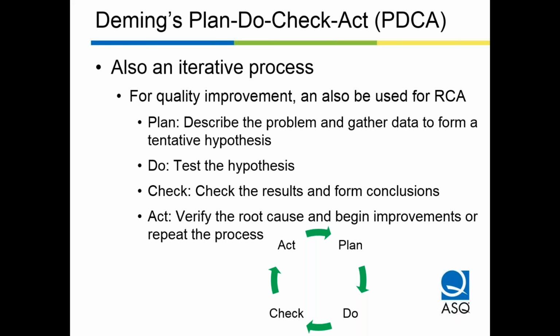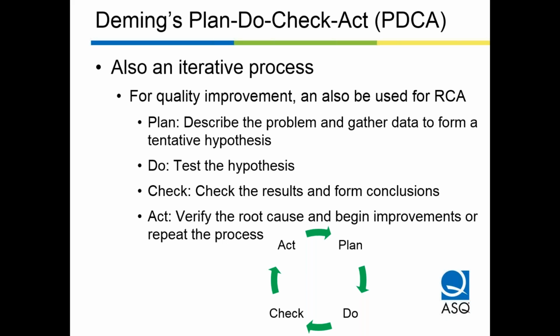It's also an iterative process. So I think plan, do, check, act, and Box's iterative, inductive, deductive process makes for a very long term, but it can bring the concept together. For quality improvement, we use plan, do, check, act. It fits in root cause analysis as well.